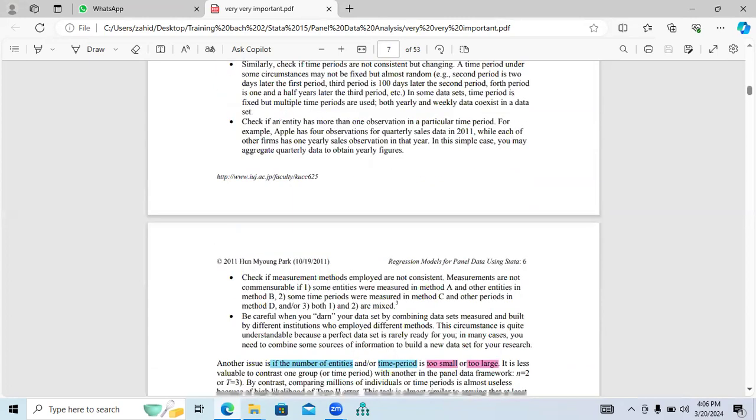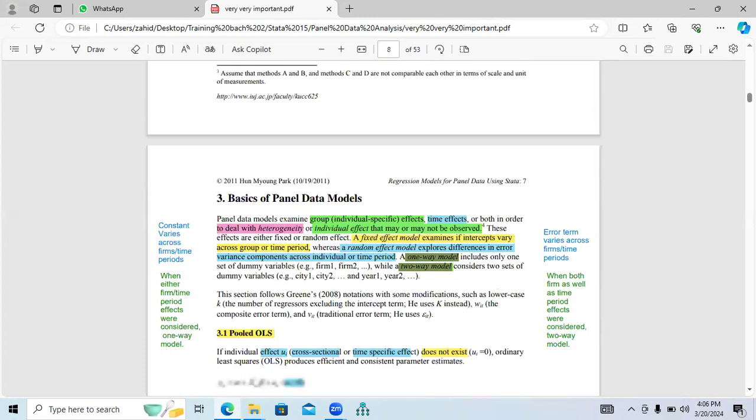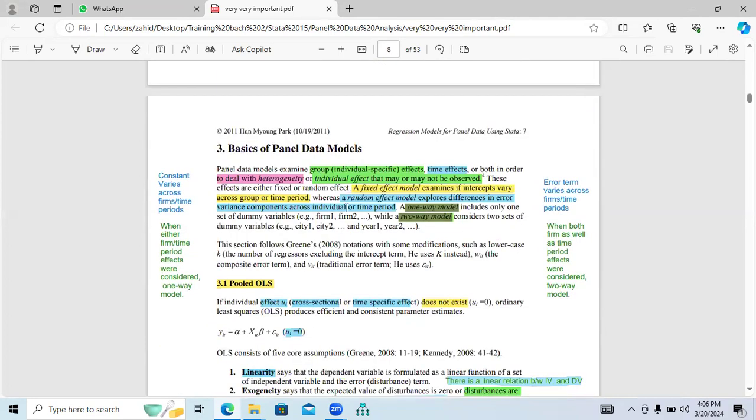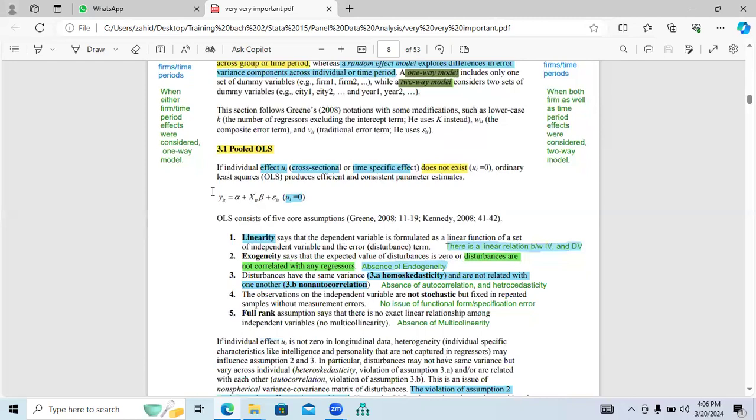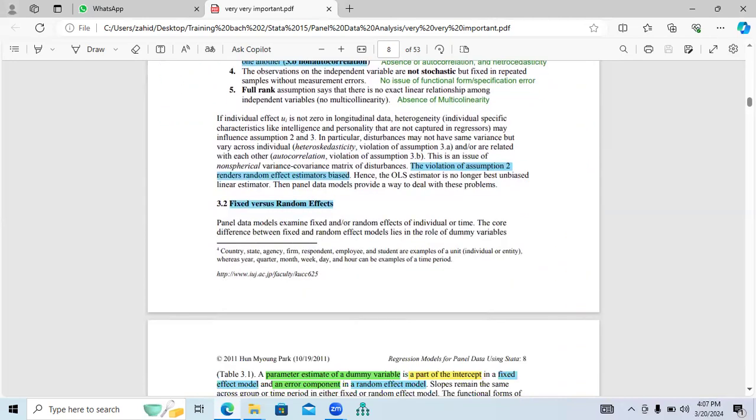So today I will discuss some basic considerations of panel data. I have also discussed the basics of panel data models like pooled OLS. If you would like to apply pooled OLS, you need to understand that you assume there is no cross-sectional or time-specific effect. So we will try to find out how these assumptions would be tested.